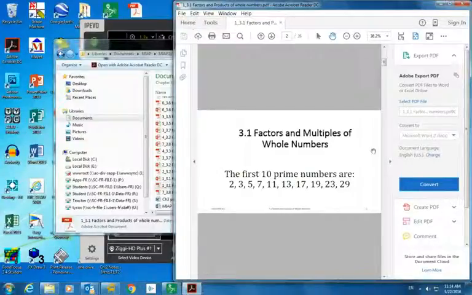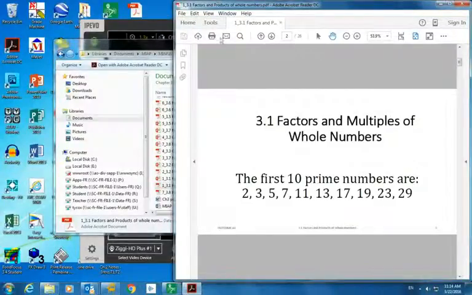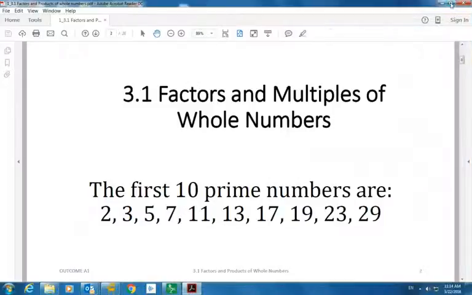All right, so in this chapter, we're going to be looking at factoring. So this first part here is factoring in multiples of whole numbers. Now, notice what a prime number is. A prime number is a number which cannot be divided into smaller parts any further. So 2, 3, 5, 11, 13, 17, 19, 23, 29. And those are the first 10 prime numbers.